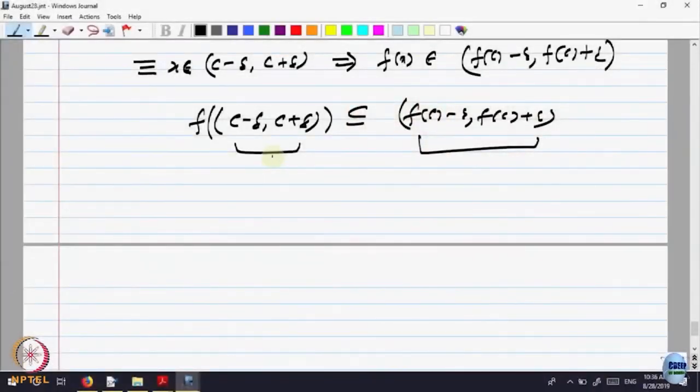Okay. The reason is, in this language, this definition of continuity is still in terms of intervals. If you write it in terms of neighborhoods: given a neighborhood of the point f of c, there is a neighborhood of the point c which is mapped into it. Then everything is in terms of neighborhoods. Then this definition becomes extendable, where there are no sequences, nothing but only neighborhoods; you play with neighborhoods. So, that is the interesting part of it.